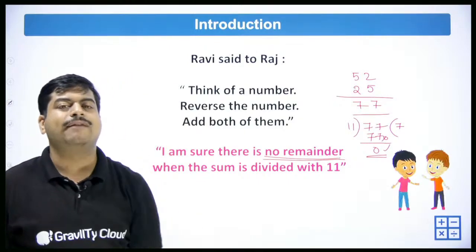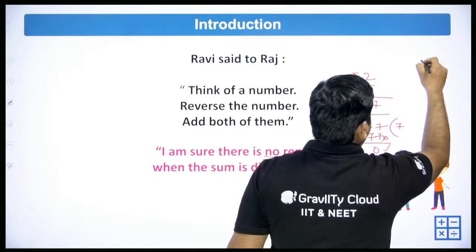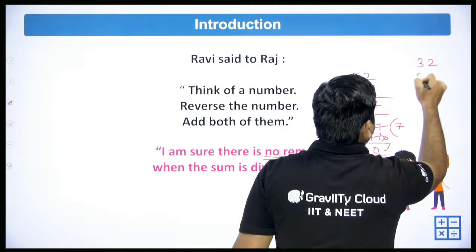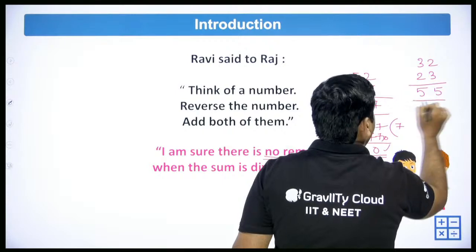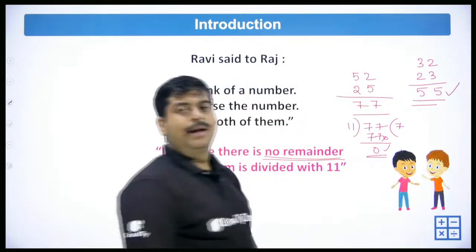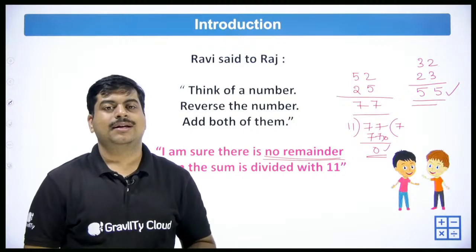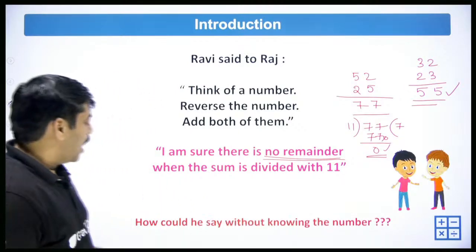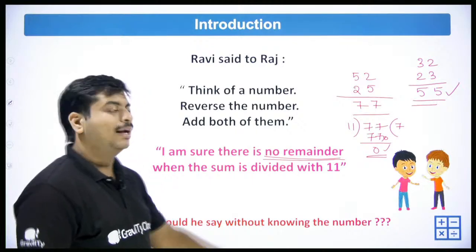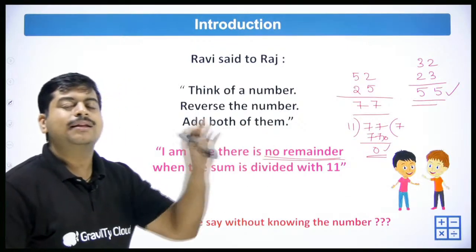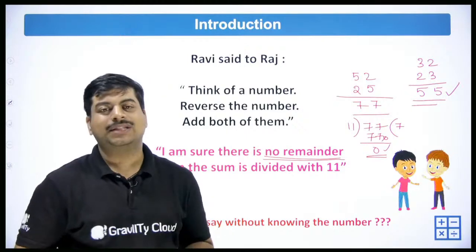Okay, let me try with another number. Let me take 34, or 32, and the other number 23. So 3 plus 4, 2 plus 5, 55. Yes, 55 is also divisible by 11. So how could he say, without knowing this number, that this number is divisible by 11? That means there is some logic behind this one. There is some rule behind this one, right?